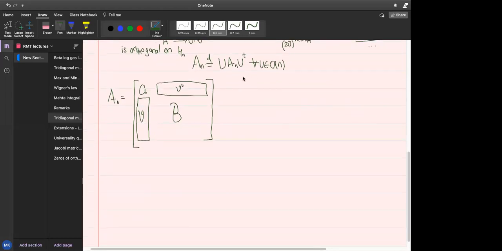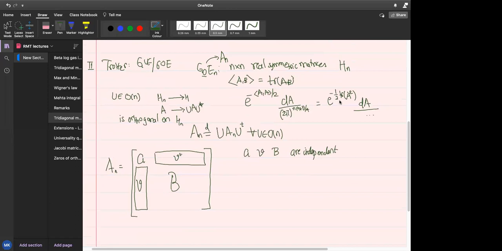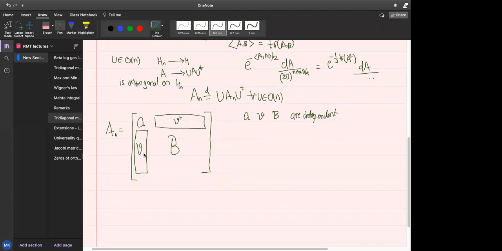Now, things that are to be noted are A, V, B. These three are independent of each other. One has to see that from here: the trace of A squared will come out as the sum of squares of the entries. So obviously there is a factorization, so A, V, and B are independent of each other.